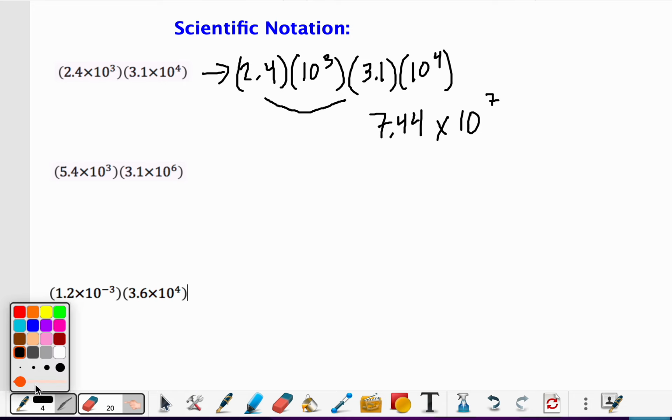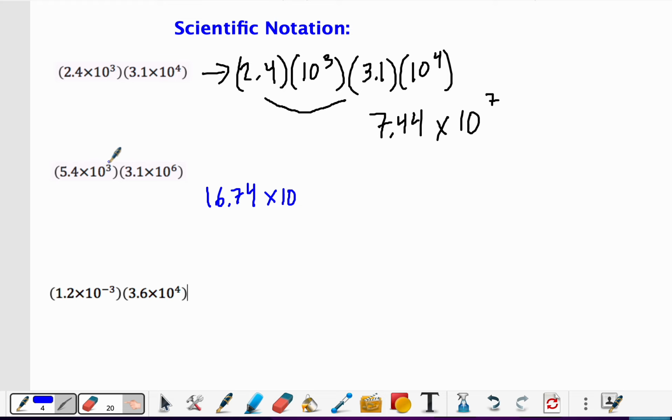Let's look at this next one. For this next one, we have 5.4 times 10 to the third times 3.1 times 10 to the sixth. When we take 5.4 times 3.1, you're going to get 16.74. And then you're going to have that times 10 to the power of 3 plus 6 is 9. Now this would seem like this is okay to leave your answer like this, but actually in scientific notation, your number times 10 to the power has to be between 1 and 10. Bigger than 1, or at least 1, and less than 10. So 16 is too big.